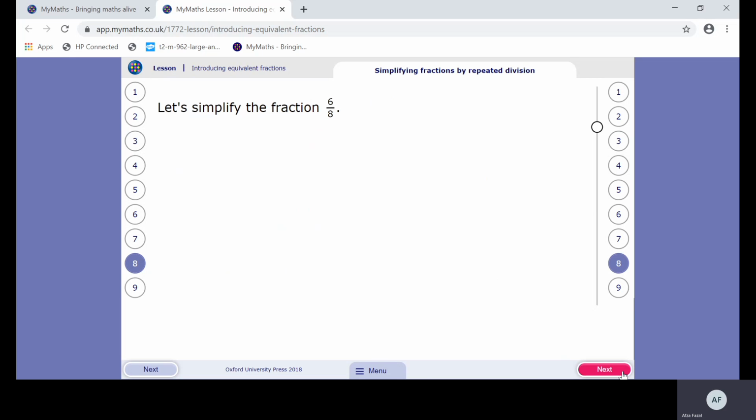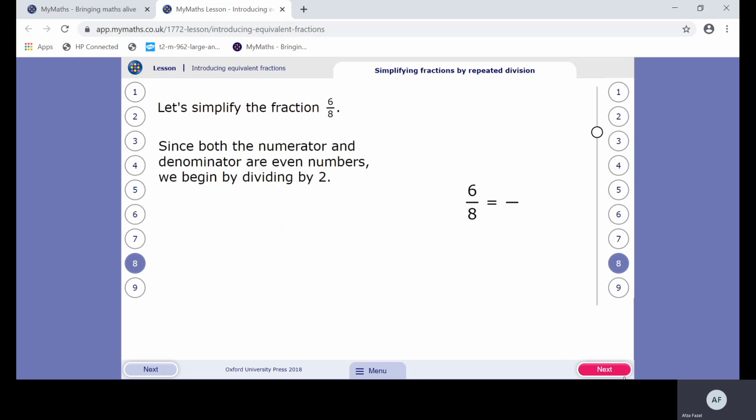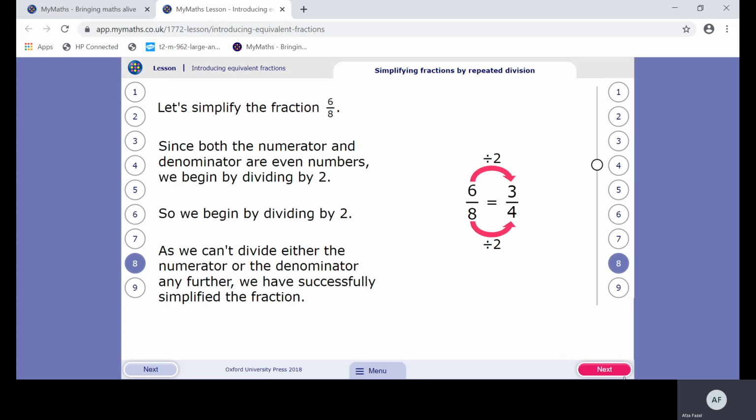So let's simplify the fraction 6/8. So the even numbers I can divide by 2. 6 divided by 2 is 3. 8 divided by 2 is 4. 3 quarters. Now 3 and 4, I can't divide them by anything else, so they can't be divided by the same number. So that means that's in its simplest form.